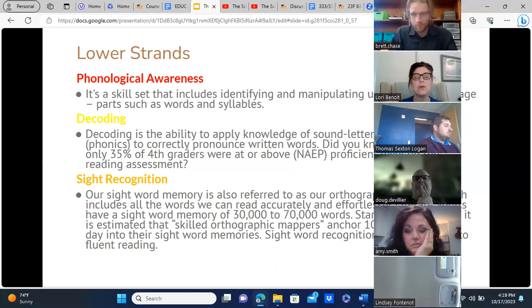So our students in middle and high school, it's roughly 10 to 13,000 new words per school year.